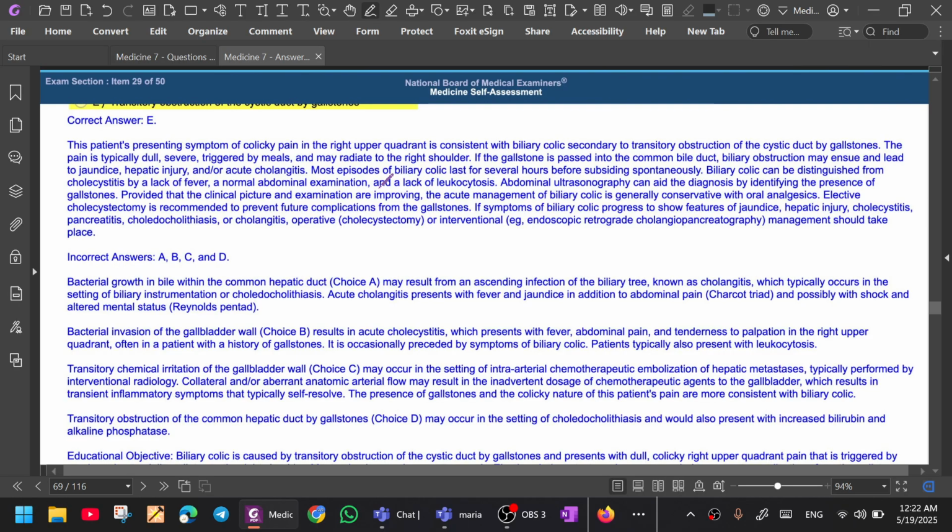If symptoms of biliary colic progress to show features of jaundice, hepatic injury, cholecystitis, pancreatitis, or cholangitis, operative cholecystectomy or interventional endoscopic retrograde cholangiopancreatography management should take place.